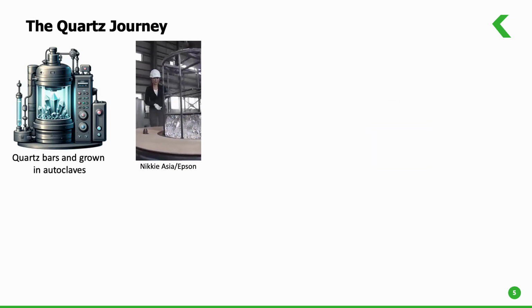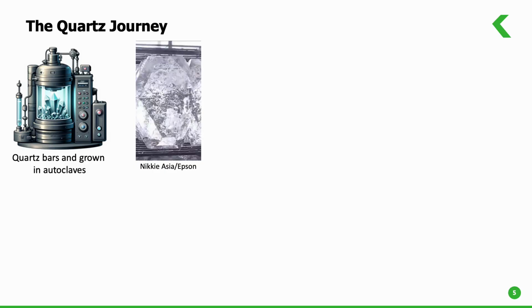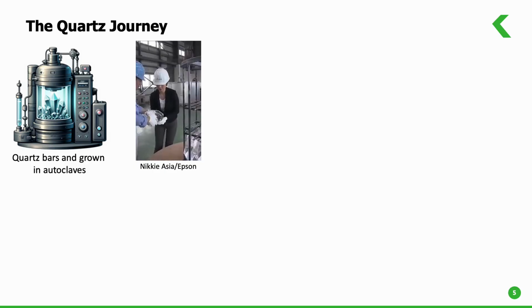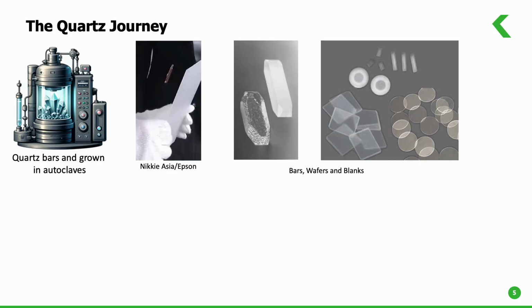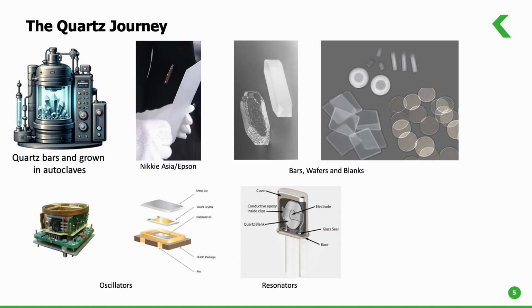Quartz is grown in autoclaves from the quartz seed materials under the influence of temperature and pressure. Quartz bars are cut to make wafers from which the blanks are made. Electrodes are attached to the blanks to build them onto resonators. Electronic circuits are built around the resonator and packaged to form the final oscillator.